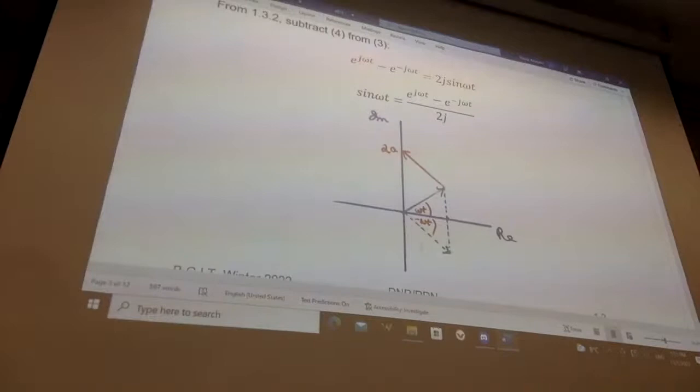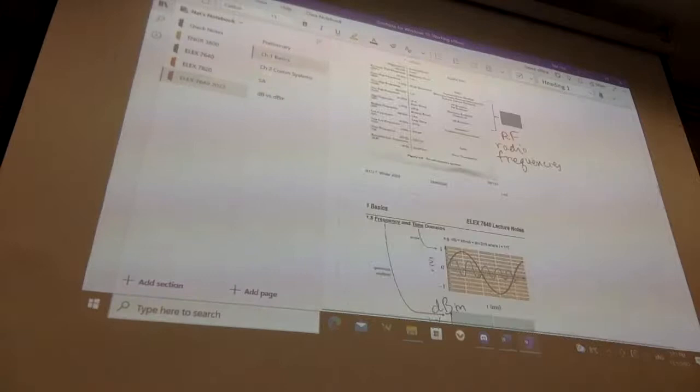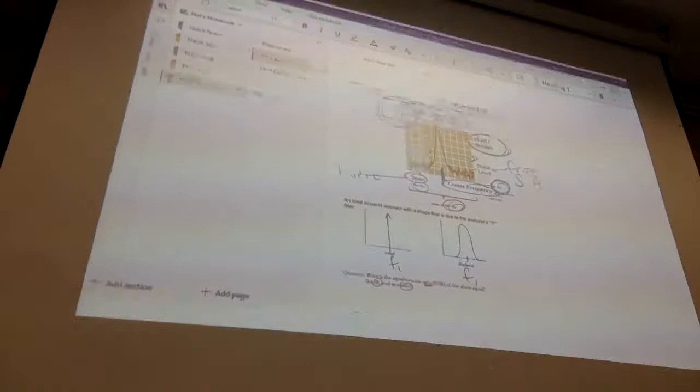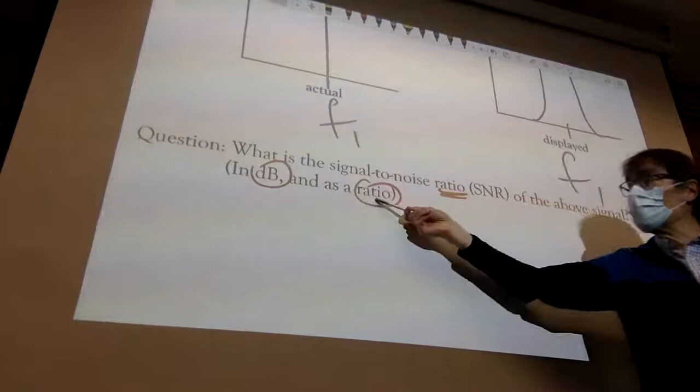Any questions on this before we go and look at the signal to noise ratio we left off at? No? Let's see if I can go to OneNote. The question was, what's the SNR, the signal to noise ratio of the above signal? Tell us in dB and just as non-logarithmic ratio.